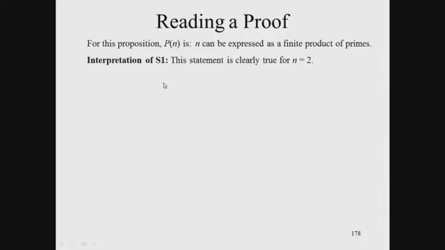Let's interpret the statement S1. The statement is clearly true for n equals 2. What is the author doing here? Showing that the statement is true for n equals 2. Yes, the very first value of n is 2, so the author is claiming that 2 can be expressed as a finite product of primes. Can it? Yes, it's just 2 by itself. So this statement is clearly true.